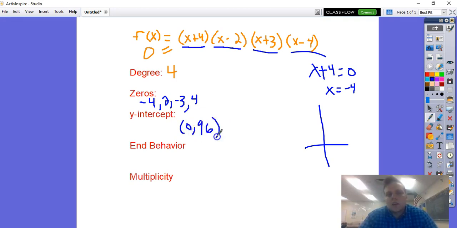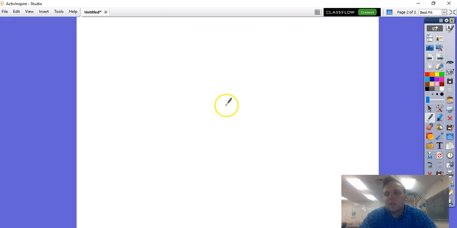Okay. So the y-intercept is just the point 0, 96. Okay, end behavior. This is really the only new thing. I kind of went through fast through these things because this is all stuff you covered pretty extensively in Algebra 2. End behavior is literally what it sounds like. We are just looking at the ends of the graph. Okay? So, if you have a degree of 4, that's an even degree.